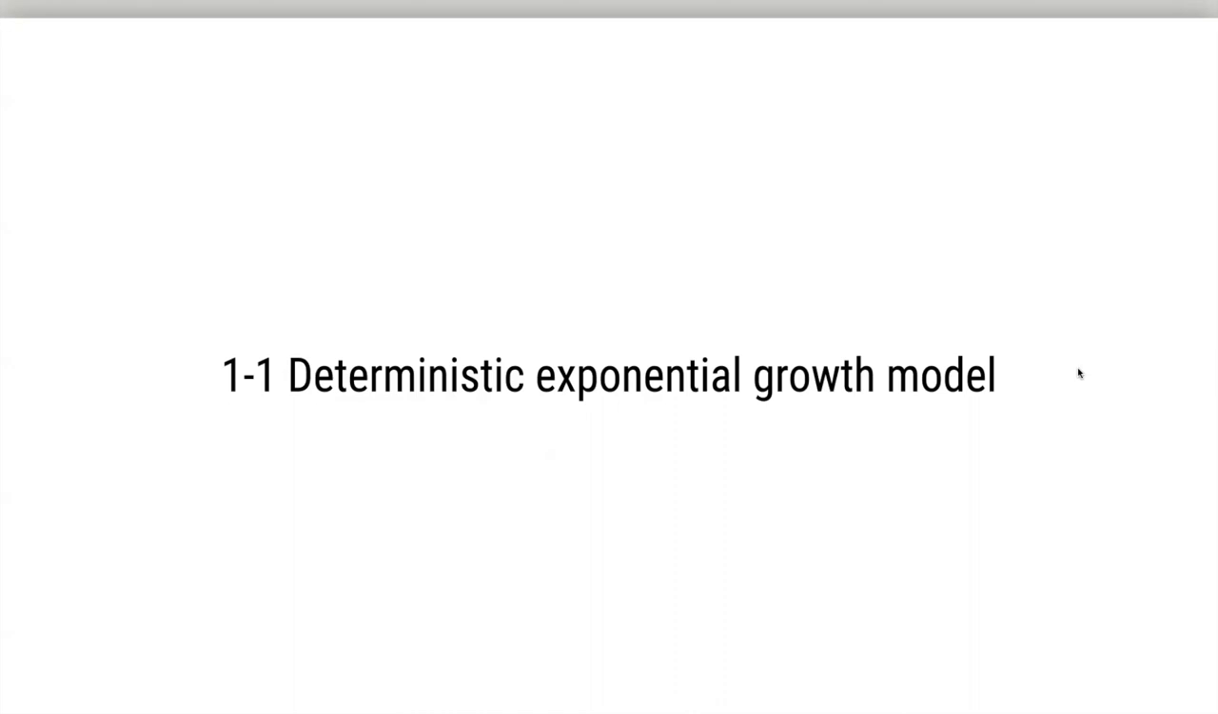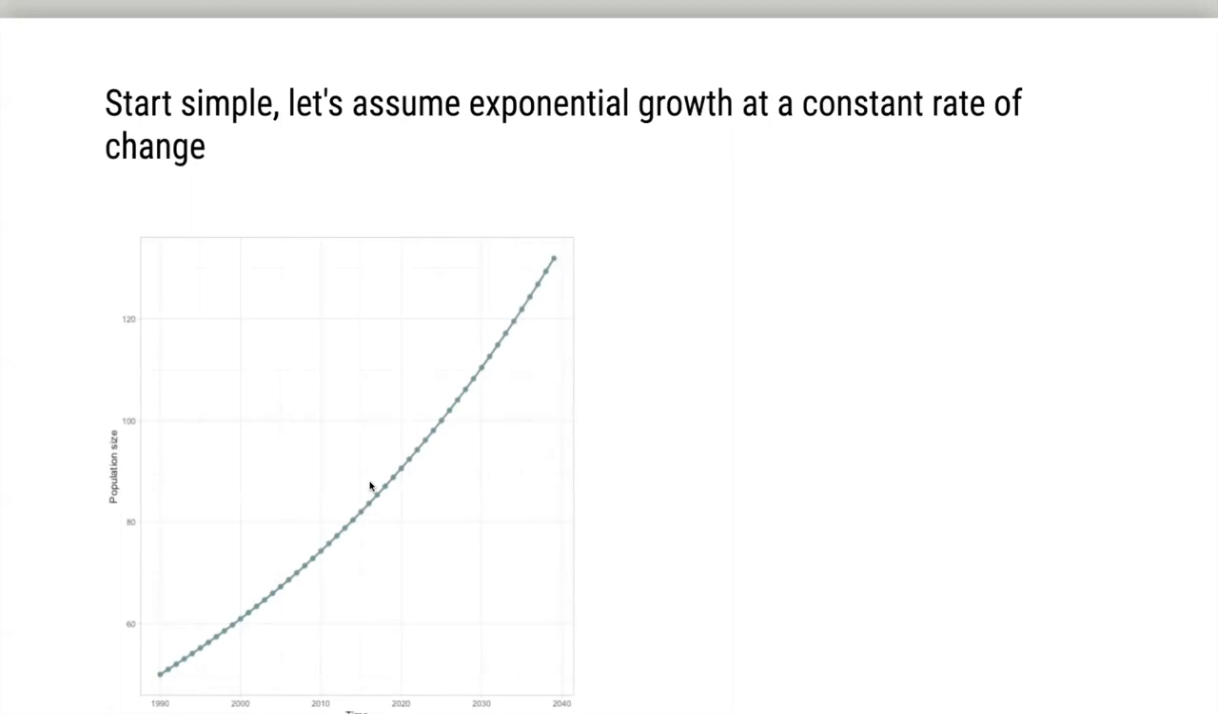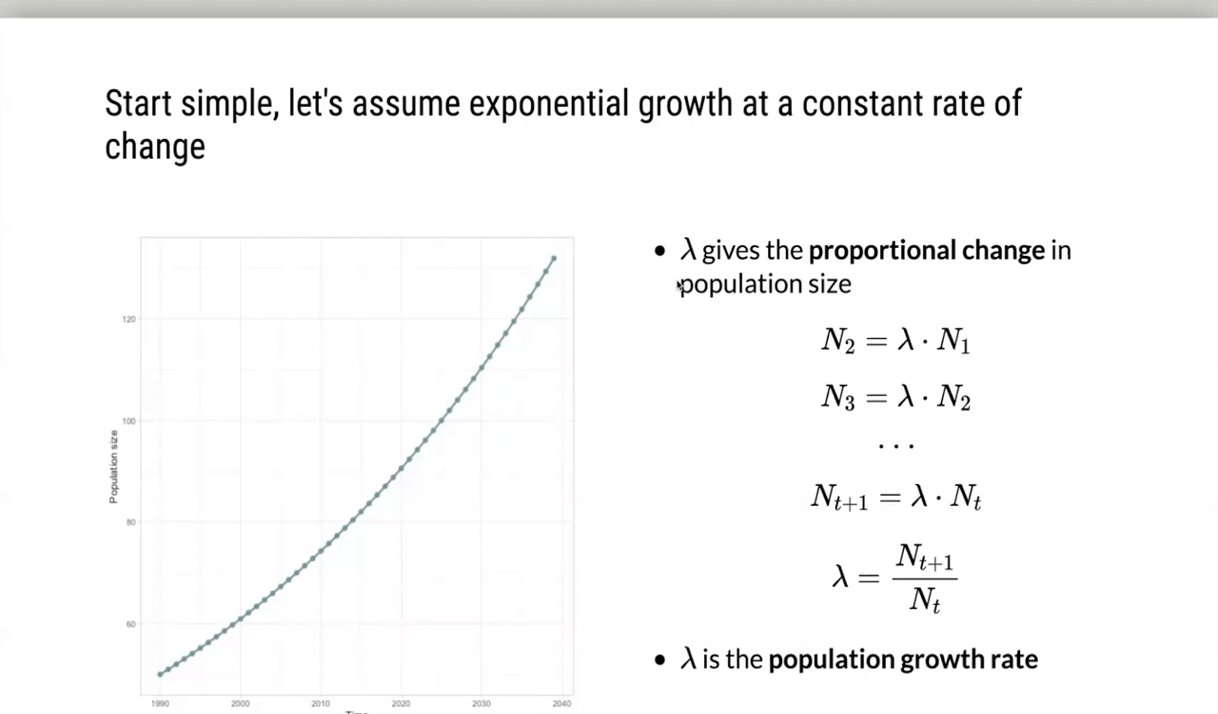And we consider an exponential growth model, which means that imagine we have this type of trajectory for the population. That's population size on the y-axis and time on the x-axis. And we make the assumption here that every year the population is growing at a constant rate of growth, a constant rate of change. So we can write that lambda is equal to N(t+1) divided by N(t). It captures the proportional change in population size from one year to the next. So population size at time 2 is equal to lambda times population size at time 1, etc.